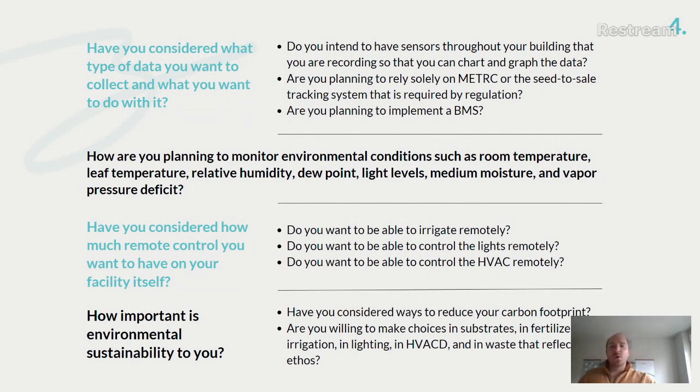Have you considered how much remote control you want to have within your facility itself? The Internet of Things and technology has made this really robust, where we can essentially, other than what we have to do physically to the plants themselves, operate a facility relatively remotely from end to end. And asking yourself how much of this you want to be able to do will add to your initial software setup and the hardware setup to be able to do that.